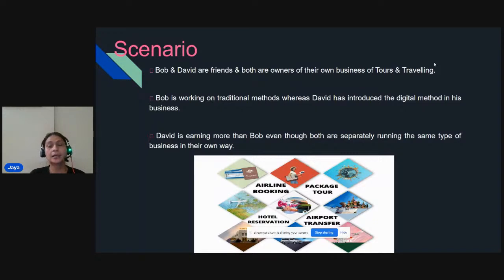because he is completing all the complaints and requests of the consumers on time, whereas Bob is struggling with the traditional method, where it is becoming difficult for Bob to complete all the requests and queries on time. That is why David is earning more and more business in his own way and getting more and more clients, whereas Bob is struggling to handle all the requests and complaints on time. That is why Bob is struggling in his business, whereas David is earning more and in the easiest way.